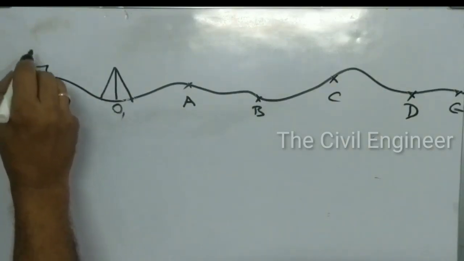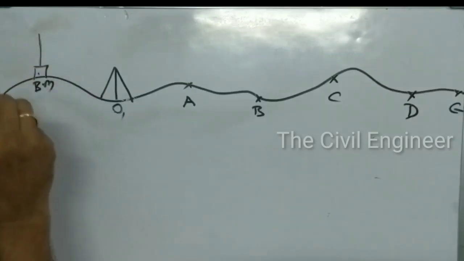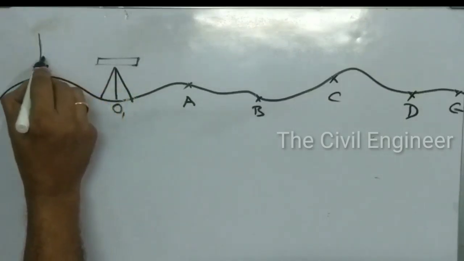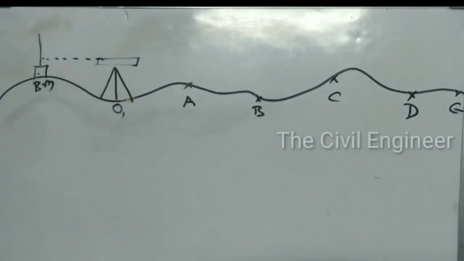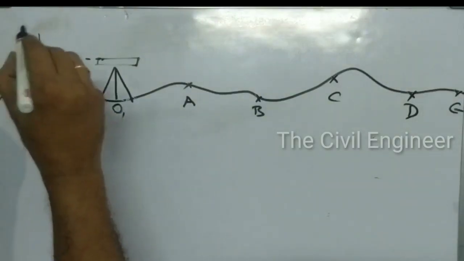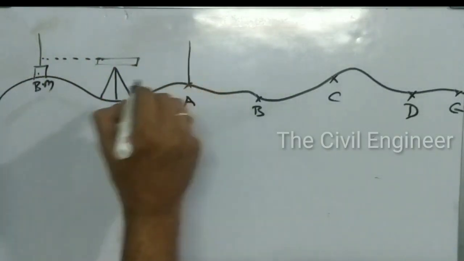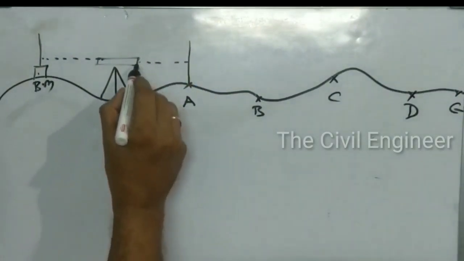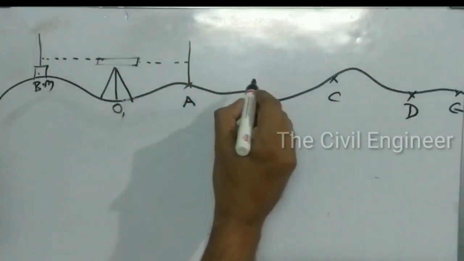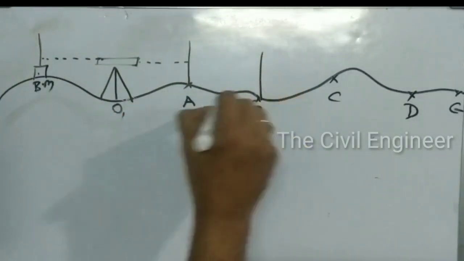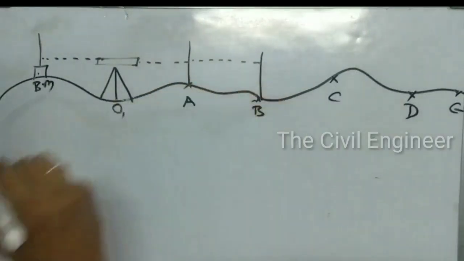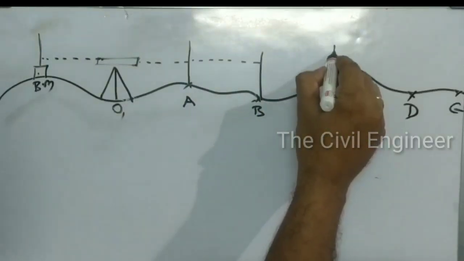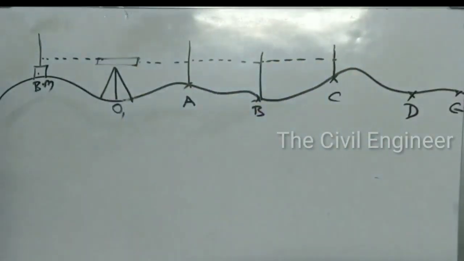The first staff reading is taken on the benchmark. First, we have to hold the staff on the benchmark and then take the reading on the benchmark. After that, the staff is shifted to the second station, that is A. Again, after taking the staff reading at A, shift the staff to station B. Again take the reading at B. Now shift the staff towards C and again take the reading at C.